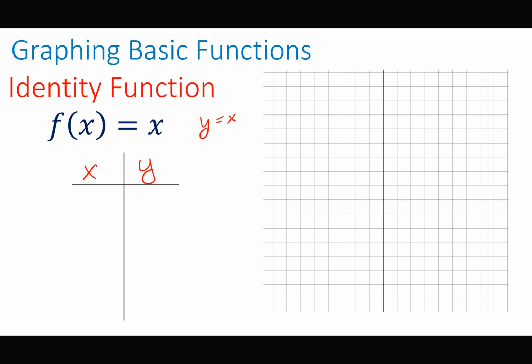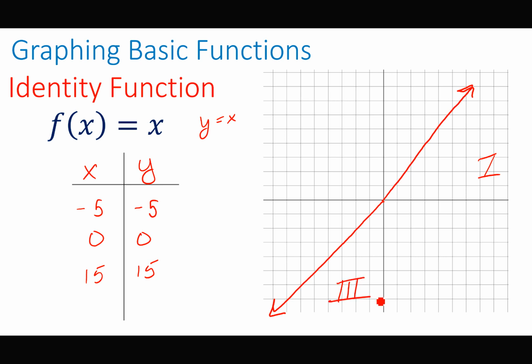Well, if we did a simple 2-column chart, I know if I'm at -5, my y output also has to be -5. All right, this is the identity function. If x is 0, y has to be 0. If x is 15, y has to be 15. So whatever I put in for x, that's what I get for y. And that will be that diagonal that's splitting up your first quadrant and your third quadrant, splitting it directly in half.